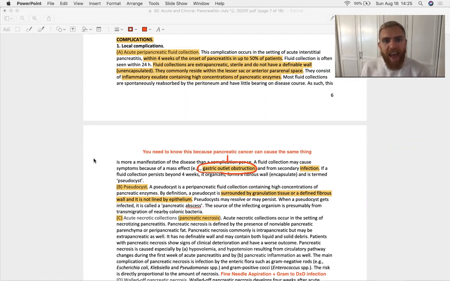So that exudate of fluid into the abdominal cavity surrounding the pancreas is the most common complication of acute pancreatitis. Half of patients get it. They're typically sterile, and again, they don't have a definable wall. And the lesser sac, the lesser omental bursa, tends to fill up with fluid because that's where the pancreas is. Part of it.